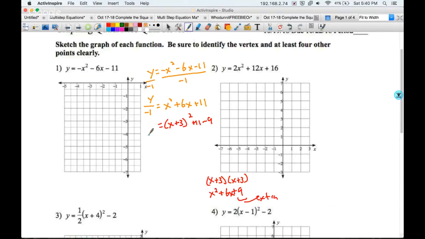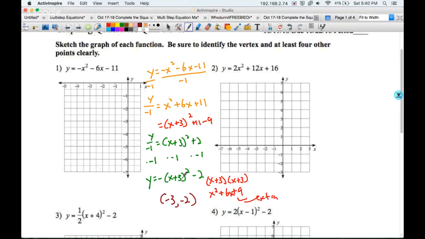Let's keep going. I've still got y over -1 equals, I'm going to combine these terms at the end just to make this x plus 3 squared plus 2. Now we'll send the -1 back by multiplying everything by -1. So this becomes y equals negative x plus 3 squared minus 2. So now this is vertex form, and I can clearly see where the vertex is. The vertex is at -3, -2.